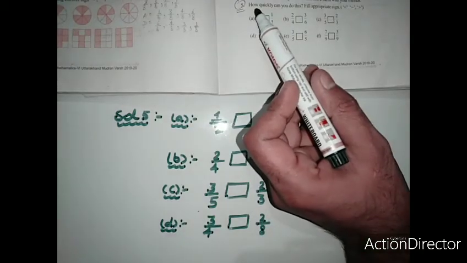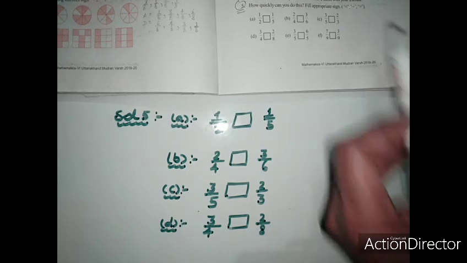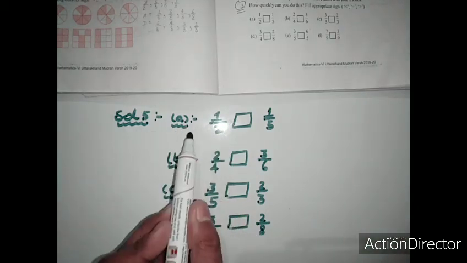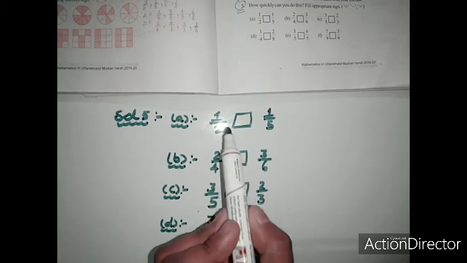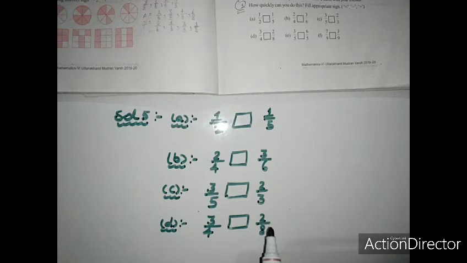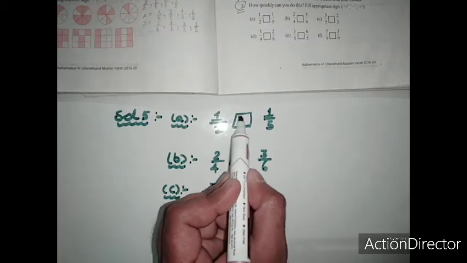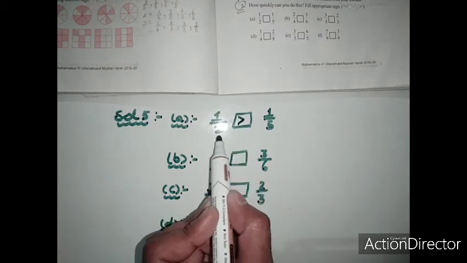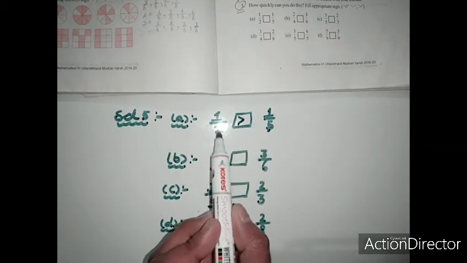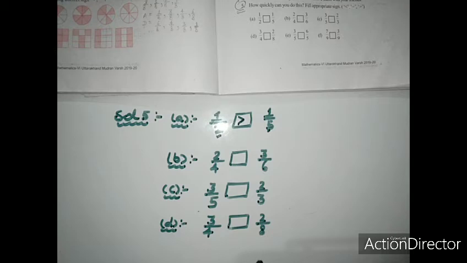Now here we solve question number 5. How quickly can you do this and fill the appropriate sign? Now here we solve the A part of this question. Dear students, you all know that when the numerators are the same, the fraction having the smaller denominator is greater. So with denominators 2 and 5, 1 upon 2 is greater as compared to 1 upon 5.